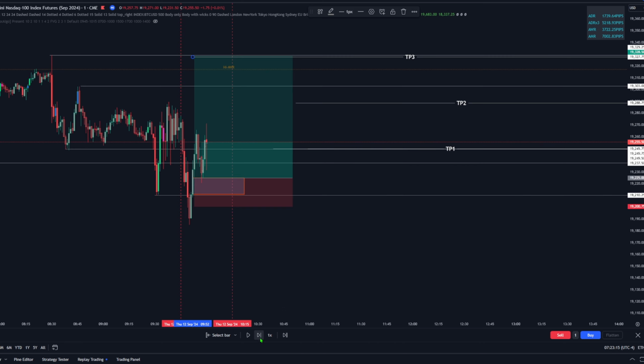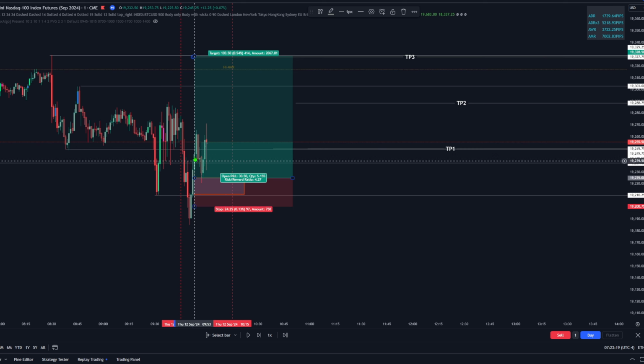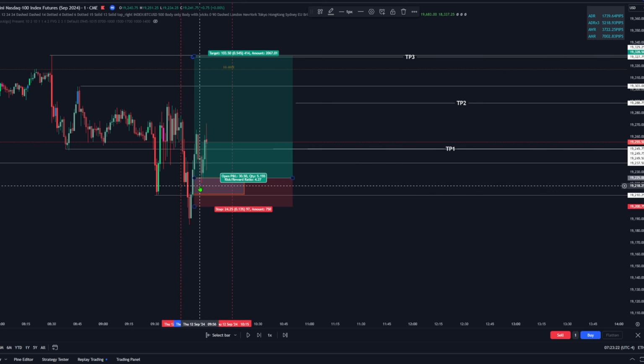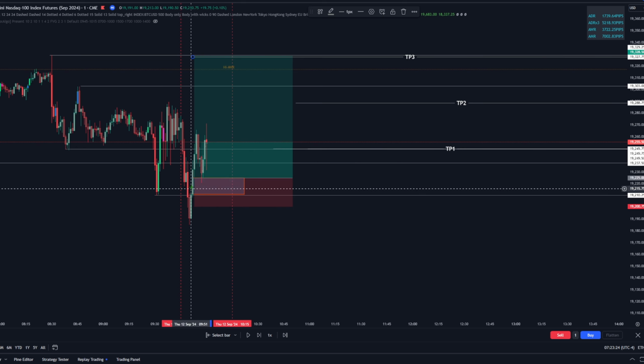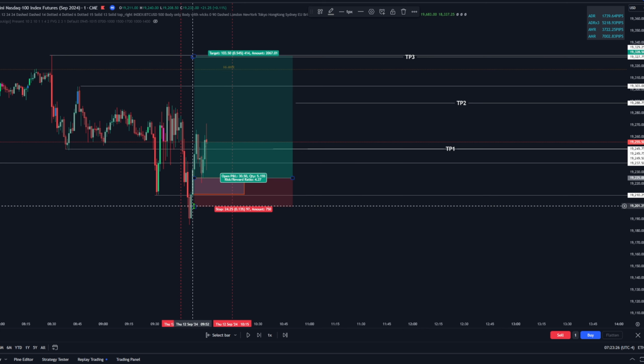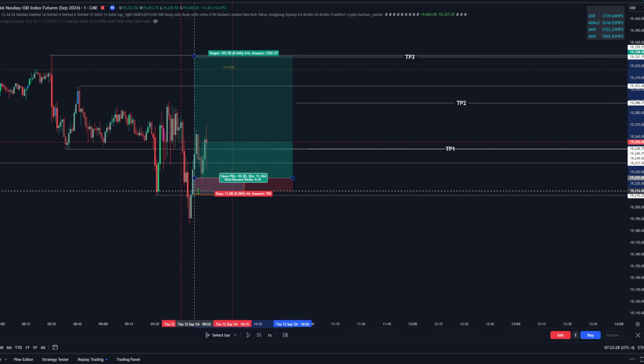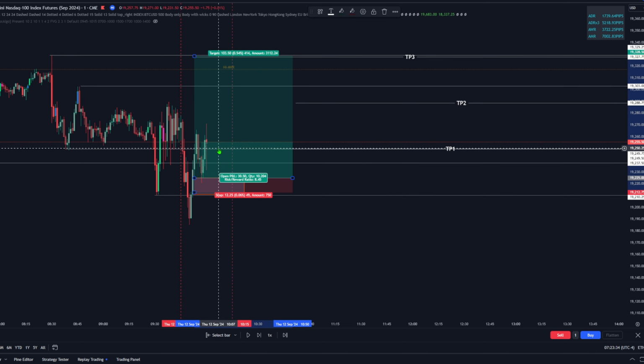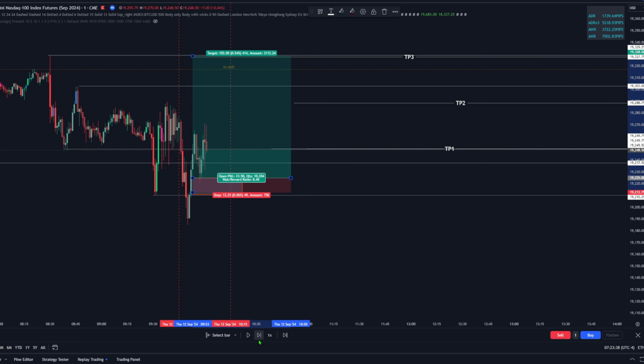So TP1 was taken. Right here, I didn't move my stop to break even like I normally would, because I was wary of this low here. I was wary that it's going to come back into the fair value gap. So what I did was I moved it, I think it was just at the bottom of the fair value gap. So we're only risking 12 handles, we've already scored 25. So we're still up 12 no matter what, whatever happens.